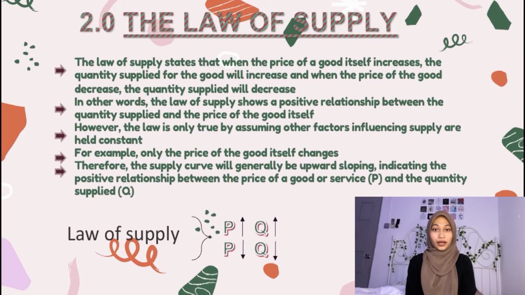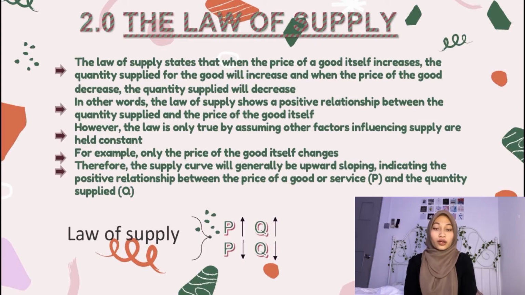The law of supply. The law of supply states that when the price of a good itself increases, the quantity supplied for the good will increase, and when the price of the good decreases, the quantity supplied will decrease. In other words, the law of supply shows a positive relationship between the quantity supplied and the price of the good itself.